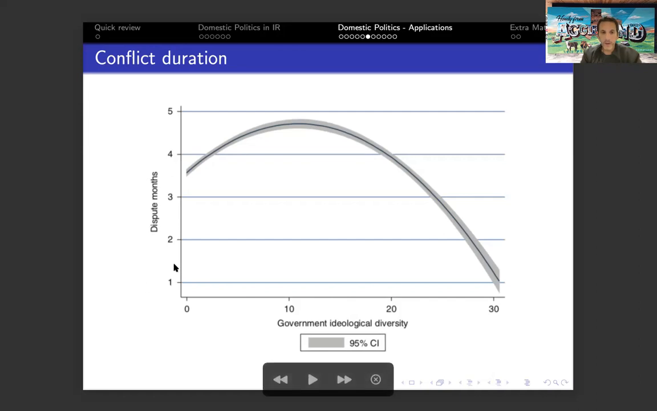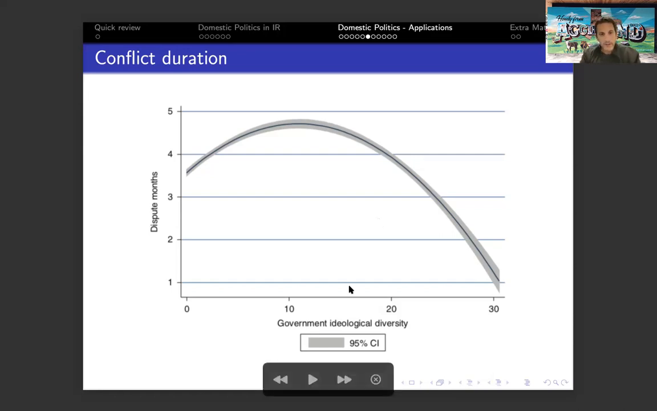This finding represents the relationship between the diversity within the coalition of the government and the duration of the conflict. So we have here on the y-axis the dispute in months. So this is the duration. And on the x-axis, we have here a measure for the level of diversity. Reminding you again, more diversity represents more opinion within the coalition, higher risk that some members of this coalition will defect and will form a government with members outside of the coalition, which essentially means that my government will collapse.